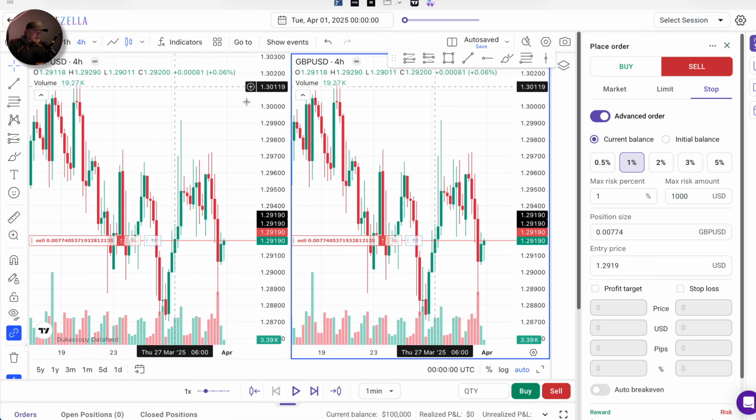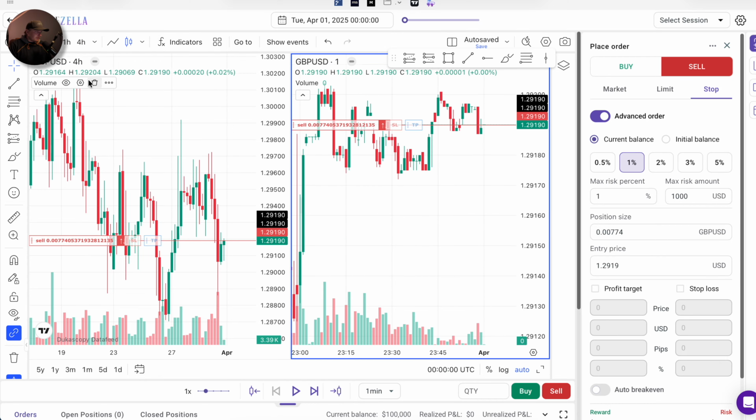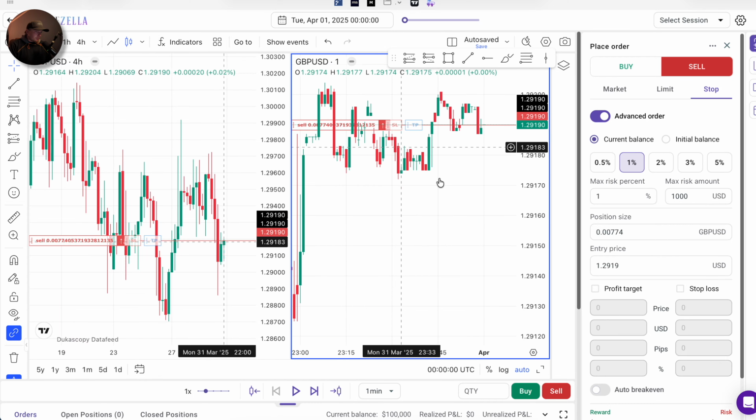Hopefully a lot of you know this by now. This is how I like to trade. So 4 hour on the left, 1 minute on the right. We're going to delete volume, we don't need it, and we're just going to see what happens.